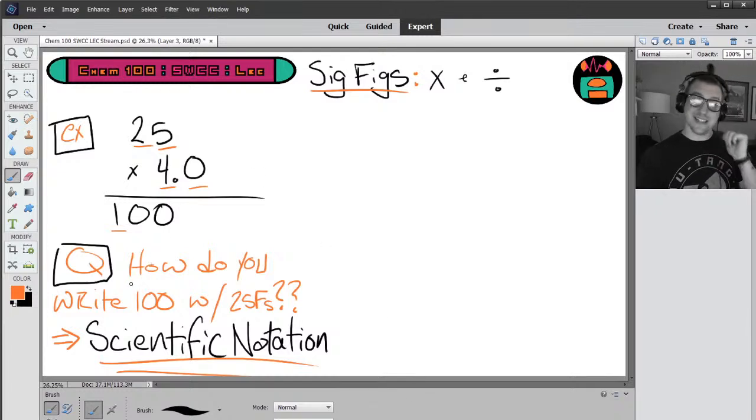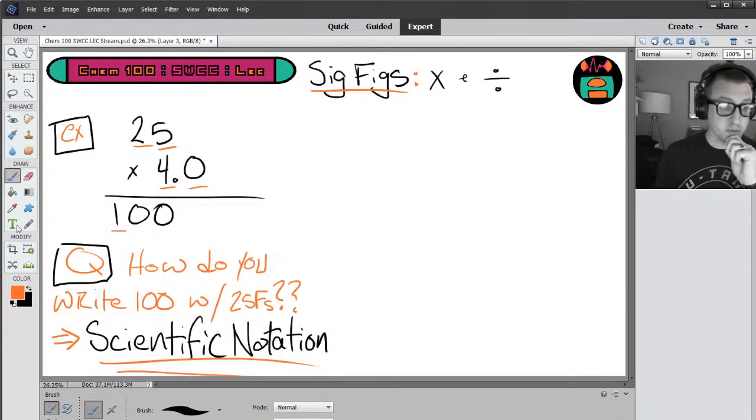Carolina, the answer is not 99 because that's 1 lower. We have to write the exact value for 100, but with 2 sig figs. And scientific notation is the way to go. Yep, Robert, exactly.